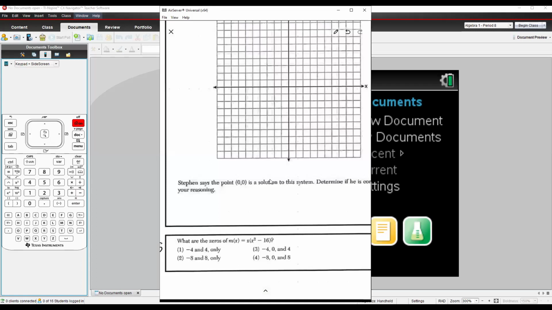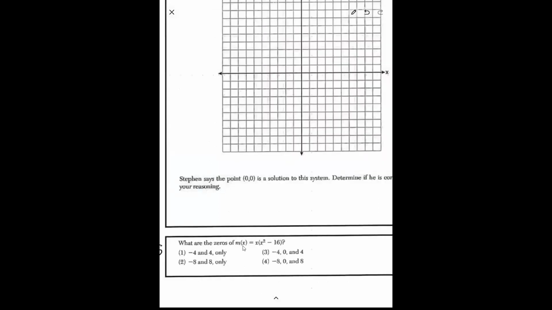Here we go. It says, what are the zeros of the function m of x equals x times parentheses x squared minus 16. So they're asking us basically to find the zeros. As soon as you see that it's a function, you should graph it. That should be your first thought. Okay, we got a function. Go to the calculator, graph it, go find the zeros. The zeros are basically where the graph crosses the x-axis. So let's go do that.